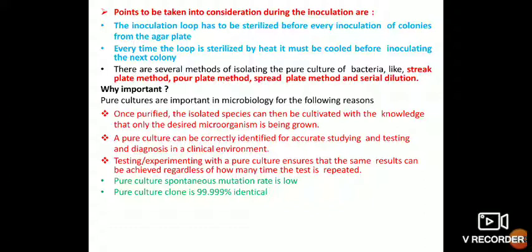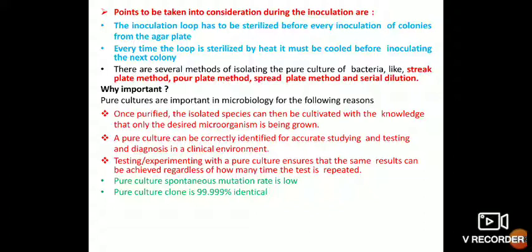There are several methods of isolating pure cultures of bacteria, like the streak plate method, pour plate method, and spread plate method, and then you have serial dilution. Streak plate, pour plate, and spread plate methods are commonly used to isolate the pure culture.